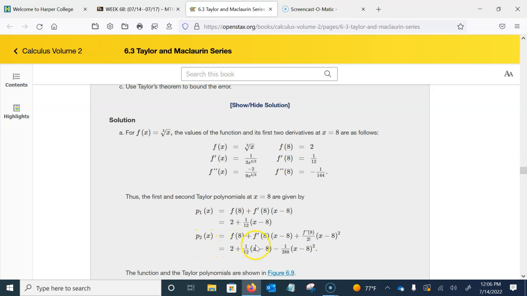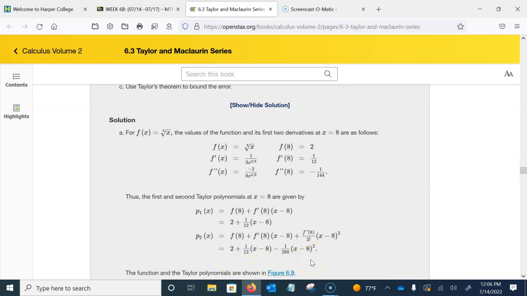The second polynomial, I'm just going to add one more term. There's f at 8. There's f prime at 8 times x minus 8. The extra term is f double prime at 8 over 2 factorial times x minus 8 squared. F double prime at 8 was negative 1/144, and there's going to be a 2 factorial, which is 2, so I'm going to get minus 1 over 288 times x minus 8 squared. So here's the second Taylor polynomial.